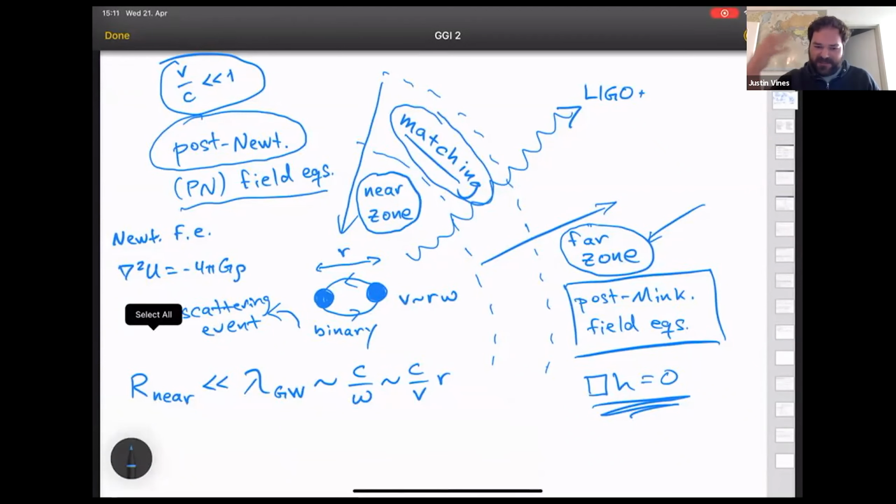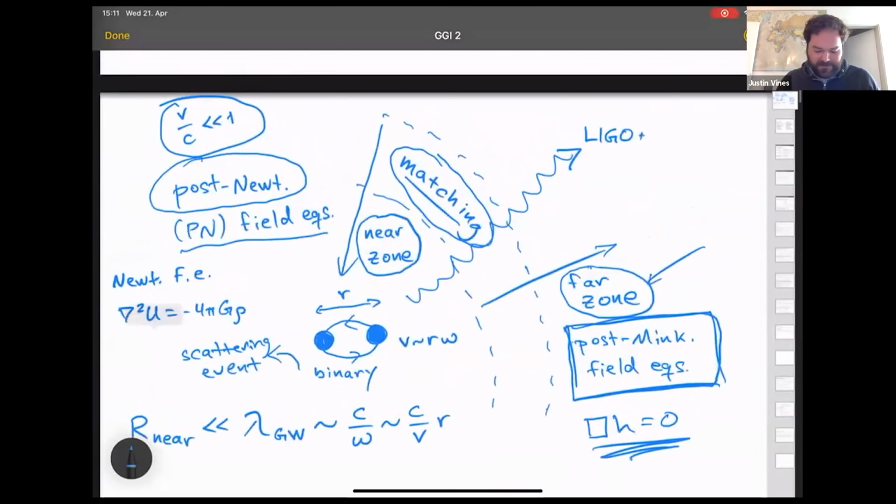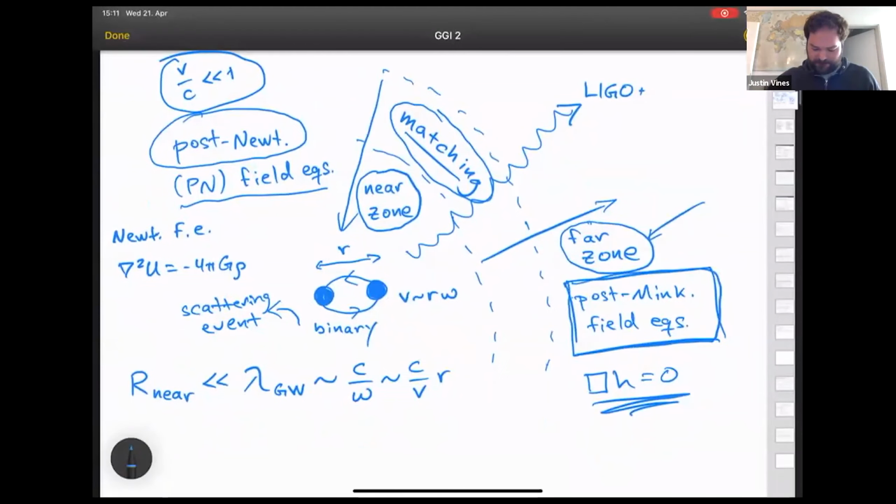And so this is to be distinguished from recent applications of the post-Minkowskian approximation to binary dynamics, which many people here are familiar with, or at least to scattering events in the near zone. But in this traditional post-Newtonian approach, one still needs the post-Minkowskian field equations in the far zone, but that's matched in the near zone onto a post-Newtonian description.